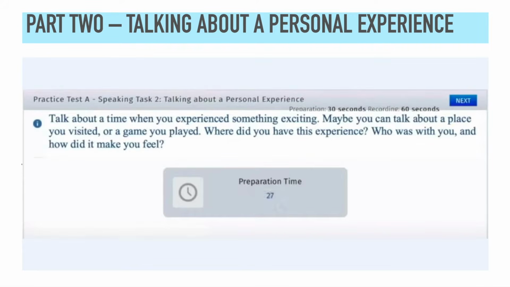Talk about a time when you experienced something exciting. Maybe you can talk about a place you visited or a game you played. Where did you have this experience? Who was with you? And how did it make you feel? As you can see, you have 30 seconds to prepare and 60 seconds to speak for this task.